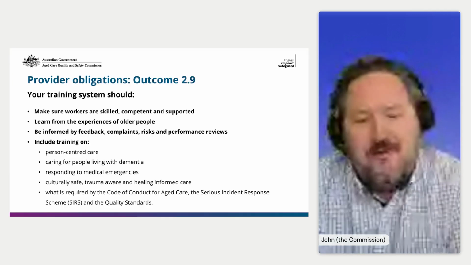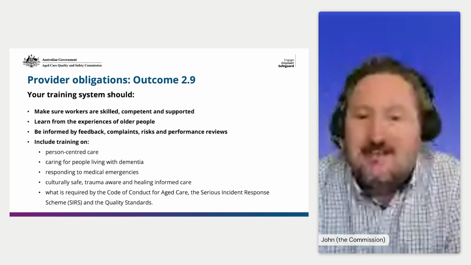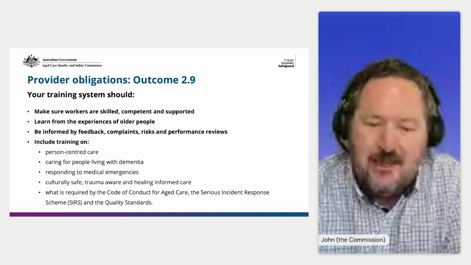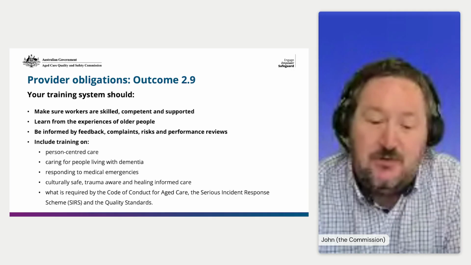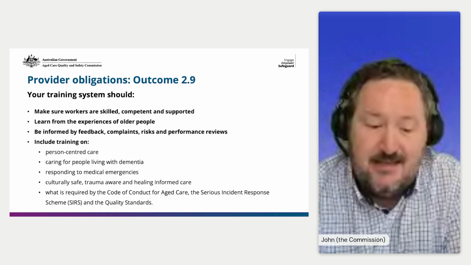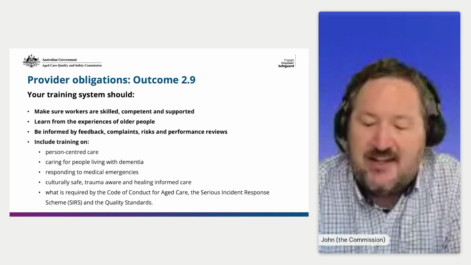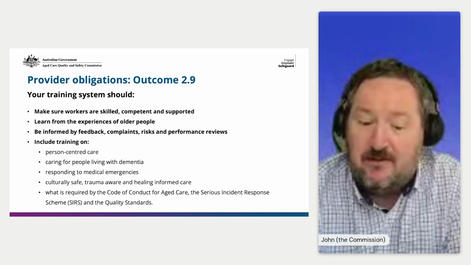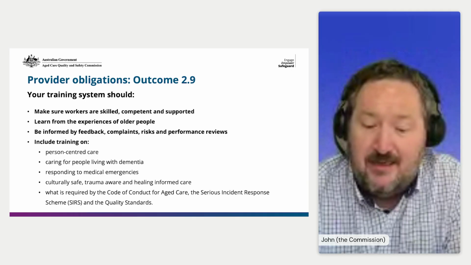As a provider of Australian government-funded aged care services, you have a range of obligations to make sure that your staff are skilled, competent and supported. Importantly, these are codified under Outcome 2.9 in Standard 2 of the Strength and Quality Standards. Put simply, this outcome is saying that providers must have a training system in place that ensures that your workers are skilled to perform their roles and that draws from the experiences of the older people in your care.